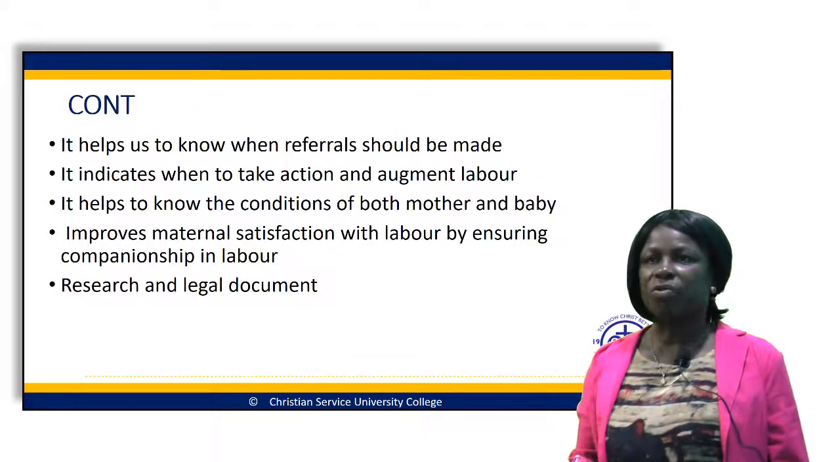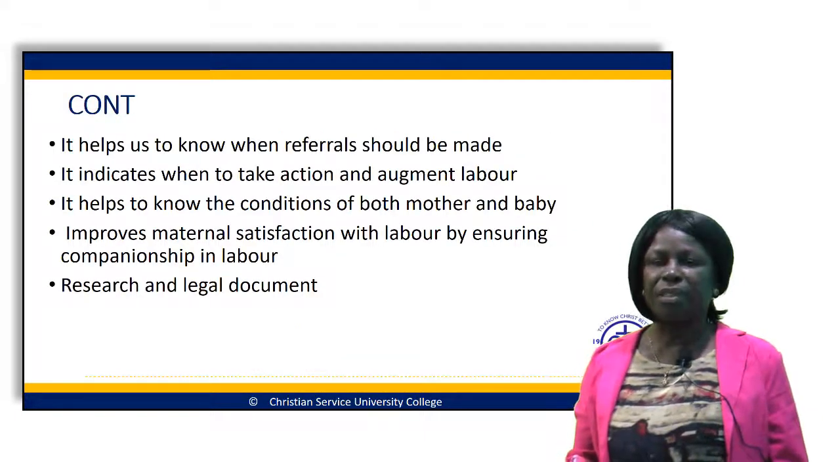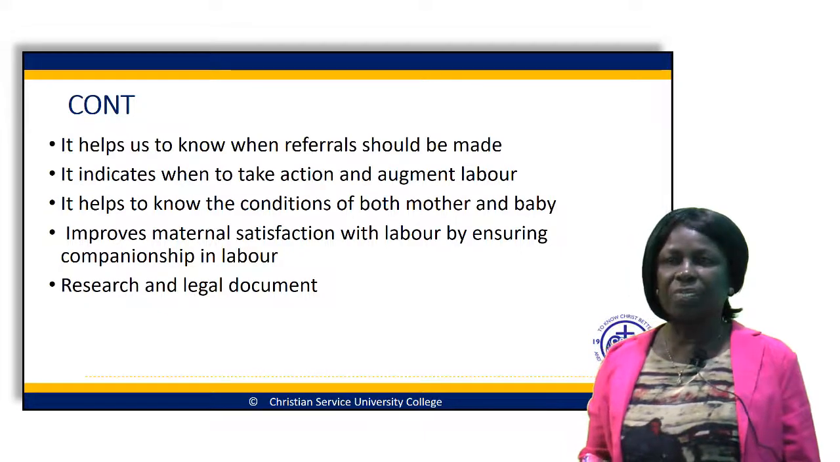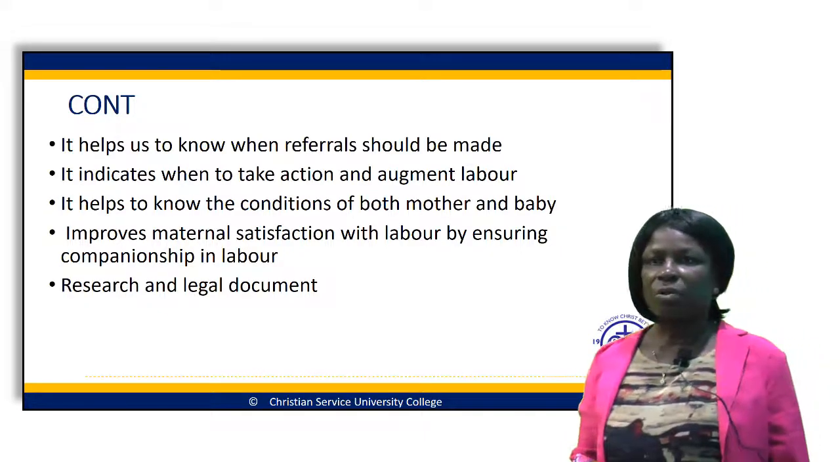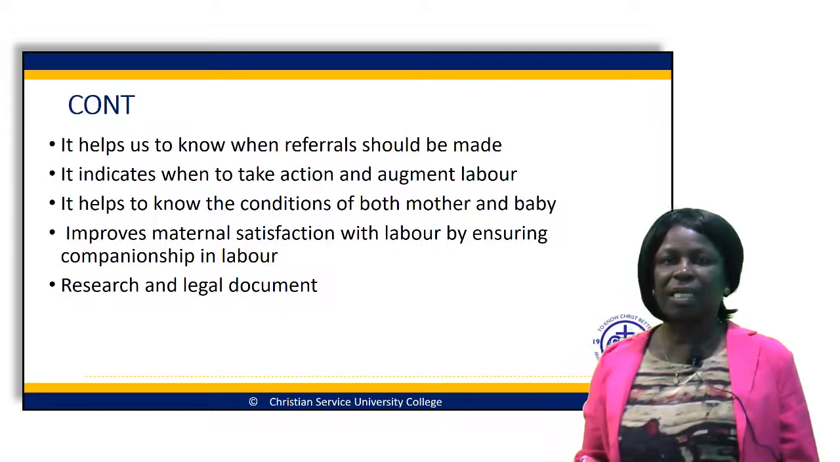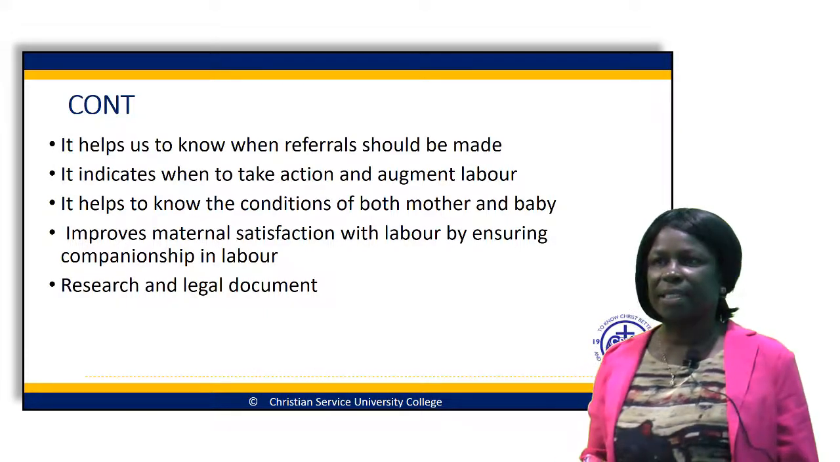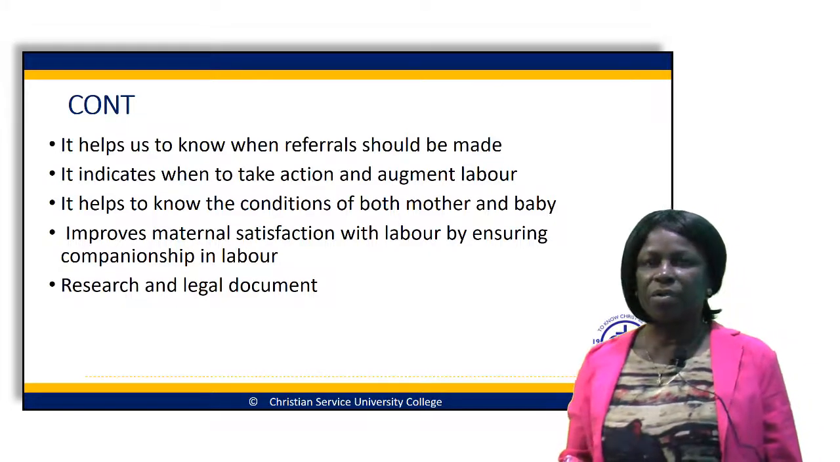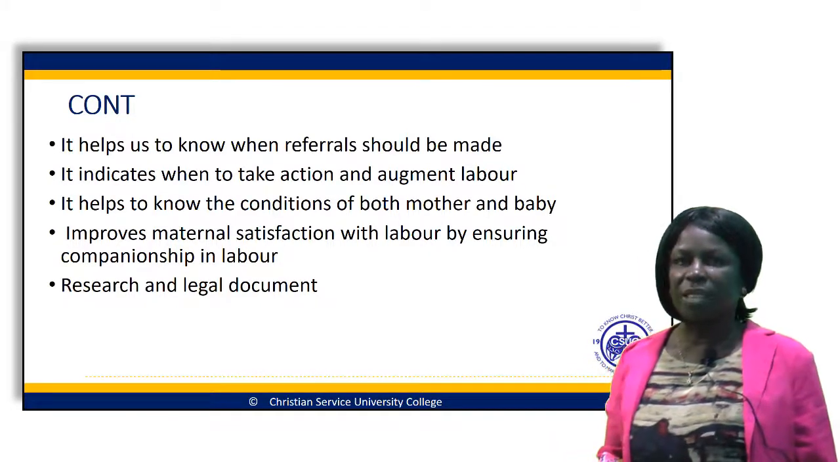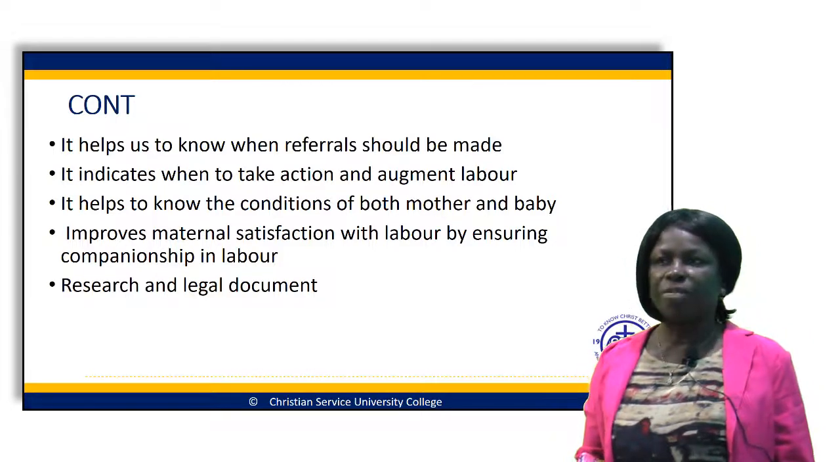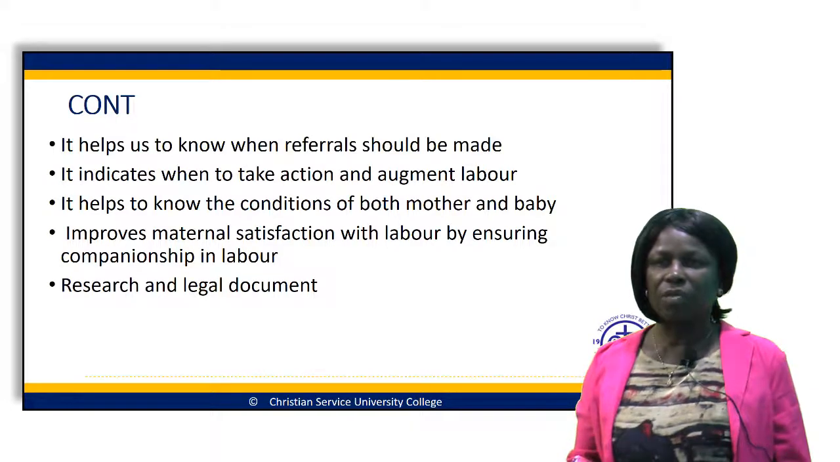It helps us to know when referrals should be made. When a client is having a problem, after using Partograph, it will enable the midwife to know that the client is having a problem. So with this, if the person is at the periphery, she can quickly refer the client. It indicates when to take action and augment labor. When the contraction is weak, the midwife easily sets IV fluid and adds pitocin to stimulate contraction.